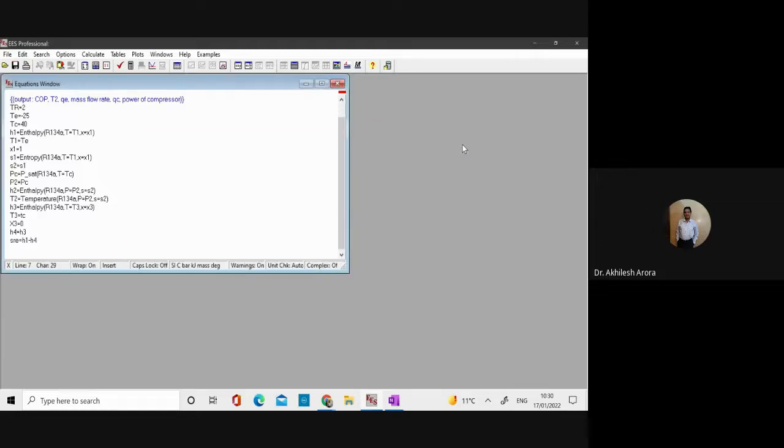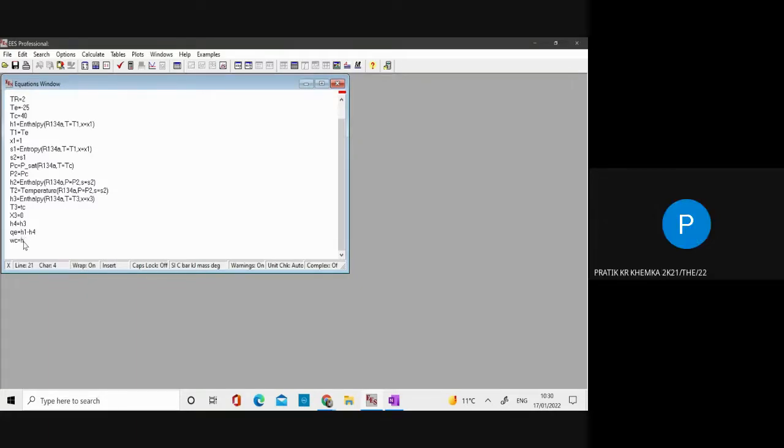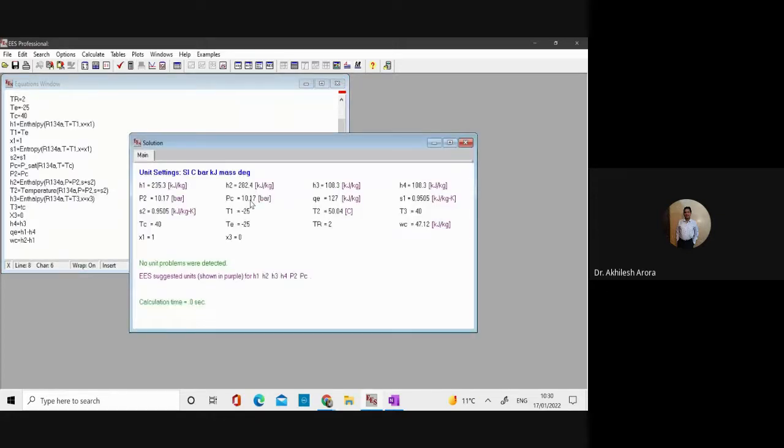Okay. Then let us calculate WC. So this is also specific. Okay. What is the value? So what I will do, I will change it here. Instead of SRE, I will write QE because it is heat of evaporator or specific refrigerating effect. Okay. WC will be, sir, H2 minus H1. Okay. Let us calculate it. WC. So 47.12.